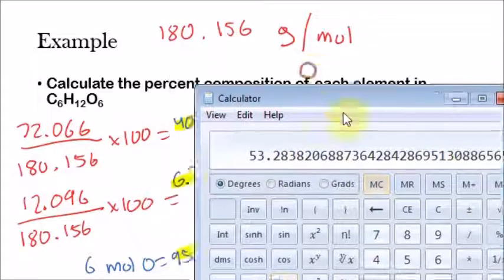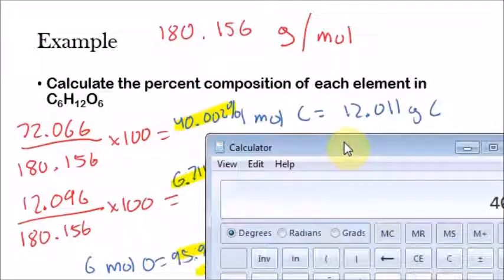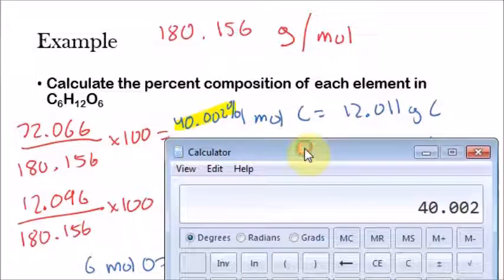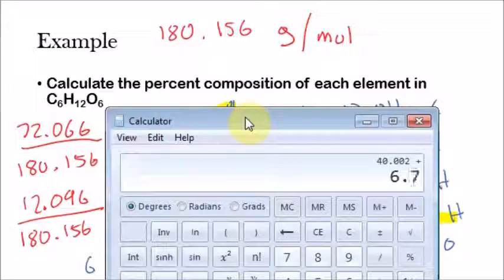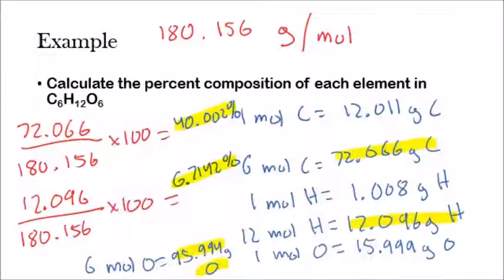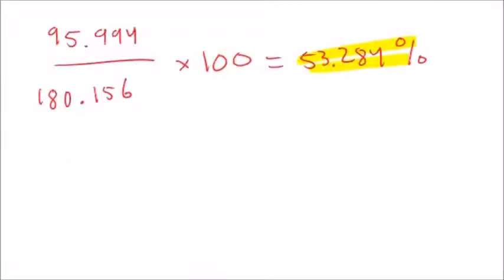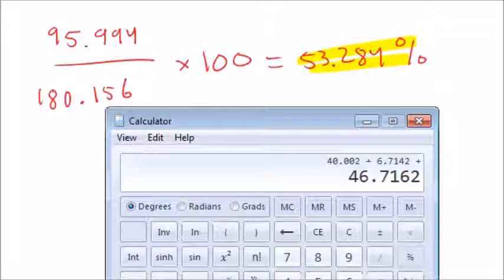So we have 40.002 plus 6.7142 plus 53.284. Hopefully this will add up to 100. Okay, so it is adding up to 100.